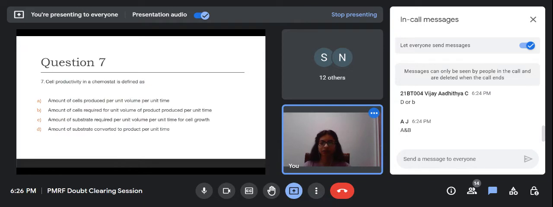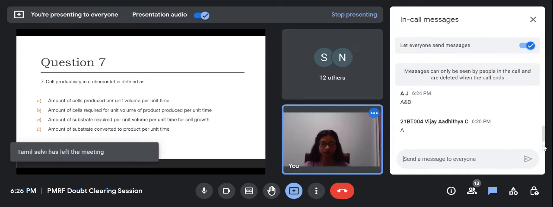Okay. Question number 7: cell productivity in a chemostat is defined as, the options are: the amount of cells produced per unit volume per unit time; the amount of cells required per unit volume of product produced per unit time; the amount of substrate required per unit volume per unit time for cell growth; and the amount of substrate converted to product per unit time. So in this case, what do you think the answer is?